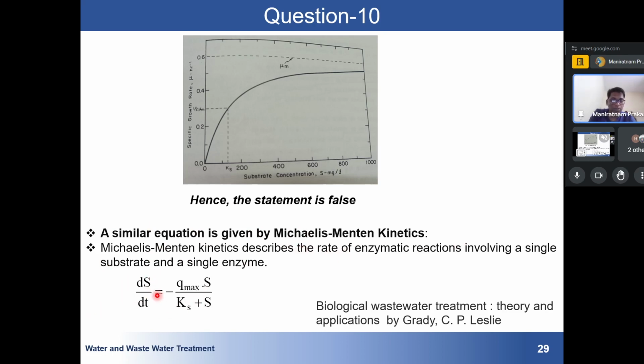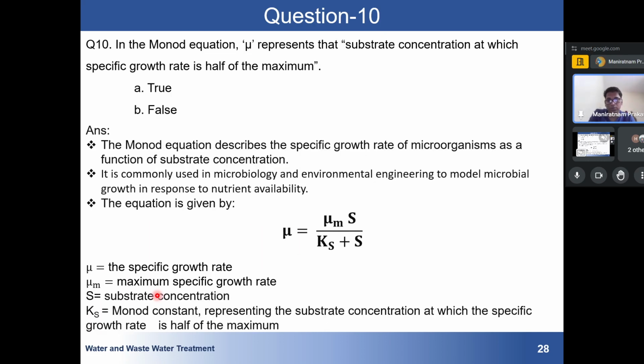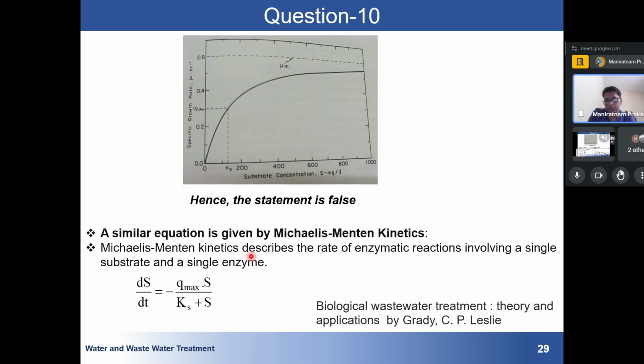And here see, this equation and this equation are the same. Here they used, instead of dC/dt, the term mu, but in this kinetics they just write the substrate as dS/dt. That is this q, and dS/dt is given by q. This q is equal to minus q max into S divided by Ks plus S.